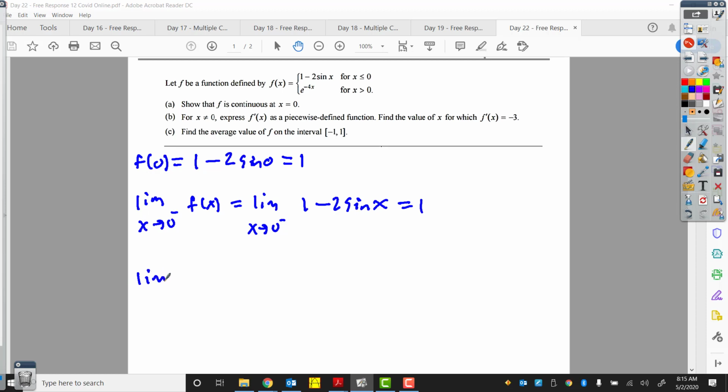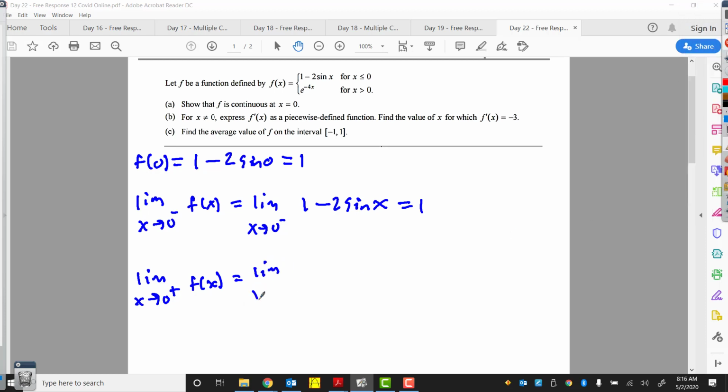Now we do the limit as x approaches 0 from the right of f of x, which is equal to the limit of e to the negative 4x. And this is one that we can also just plug in 0 to. So this is equal to e to the 0, which is equal to 1.